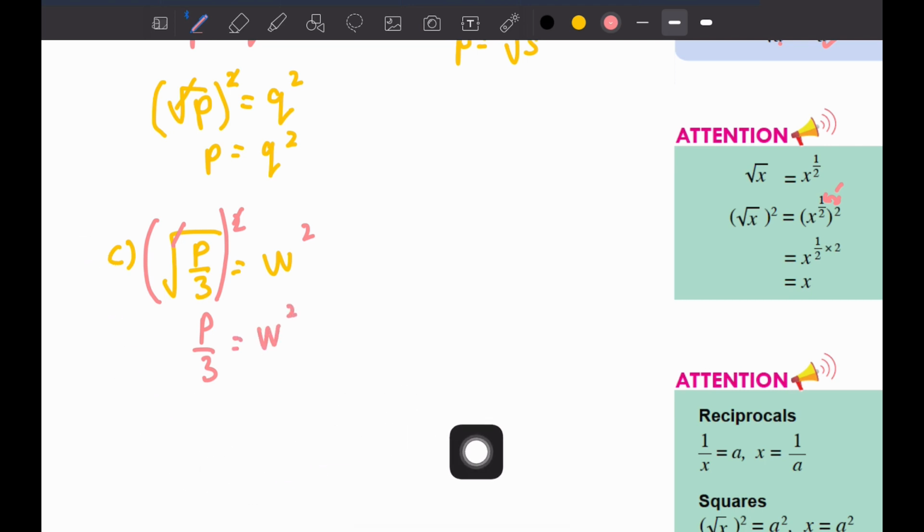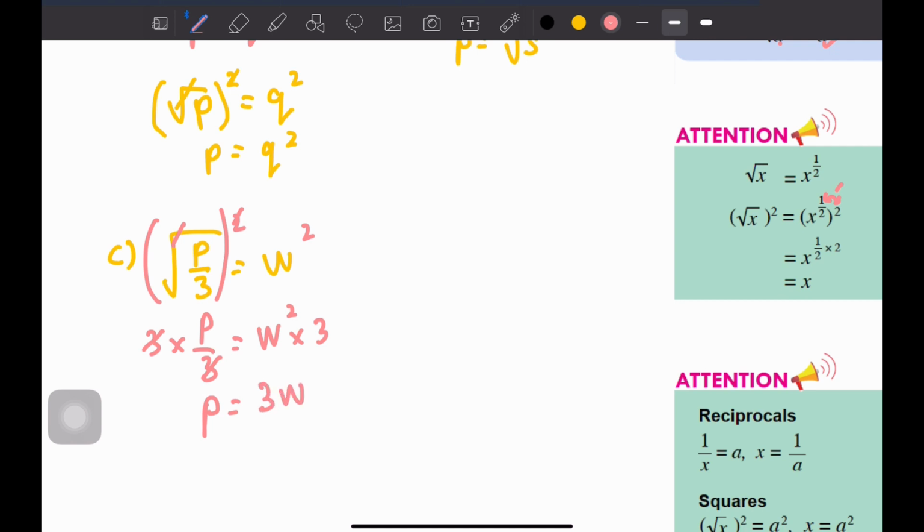And then we use reciprocal. Okay, sorry, not reciprocal. Just simply 3, we move to the other side. So division moved to the other side becomes multiplication. Or we can use the way of removing the 3: we multiply by 3 on both sides. So it cancels out, and P is equal to 3W squared.